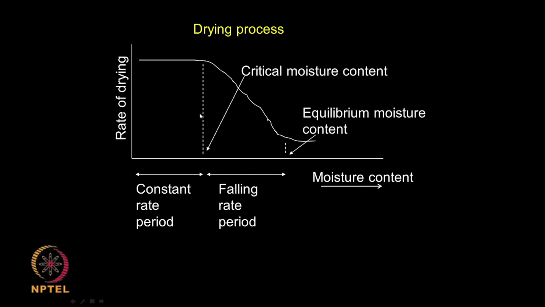If you look at the rate of drying, you have the constant drying period and then the falling drying period, and then this is the equilibrium moisture content. This is the constant drying where the rate of drying is constant. The concentration where there is a shift from constant to falling rate is called the critical moisture content. Equilibrium moisture content is the final value which you can reach for a given relative humidity, whereas critical moisture content is the connection between the constant rate period and the falling rate period.